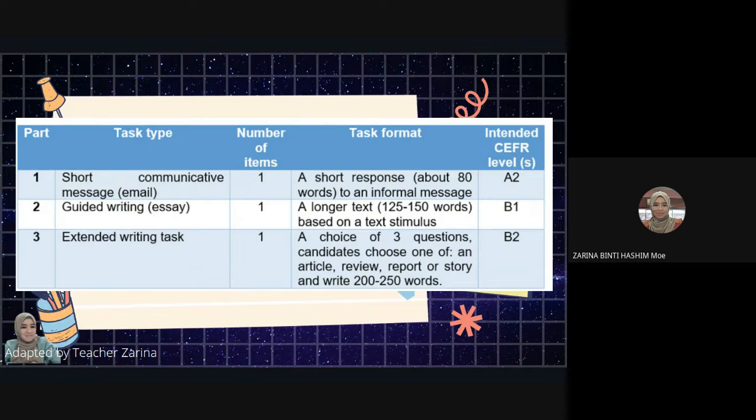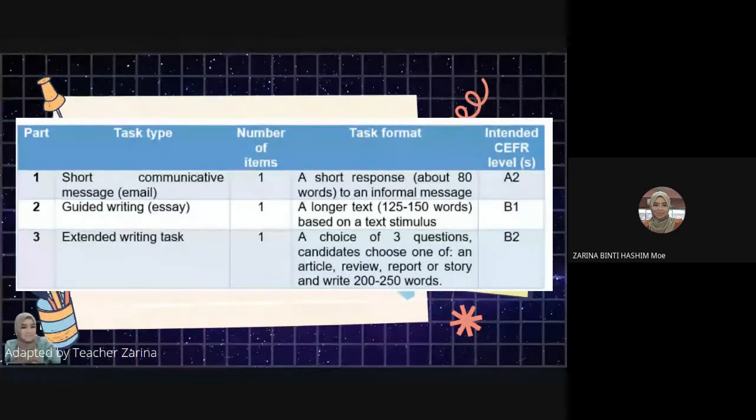And then you have part two on guided writing, which is the essay. On this one you have to write, and there's no choices as well. There's only one question on this part two, and you have to write a slightly longer text, which is 125 to 150 words based on a text stimulus.